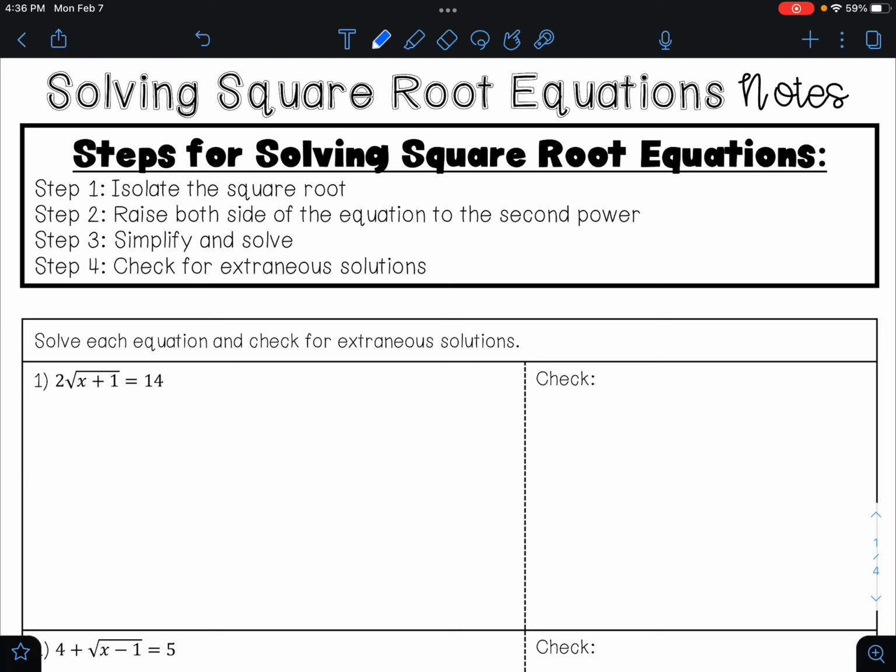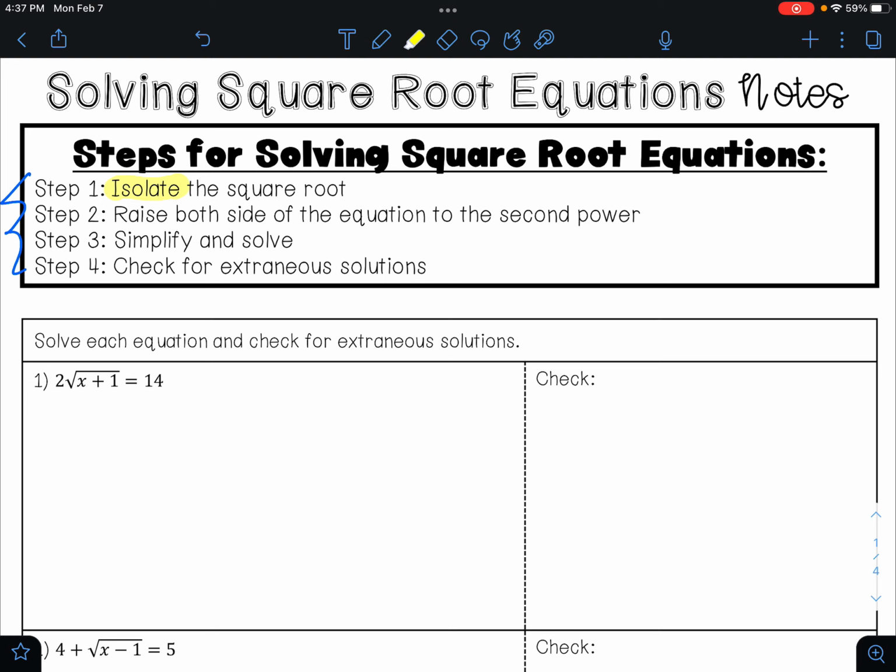In this video, we are going to solve square root equations. You'll notice here at the top of the page, I have listed 4 steps for whenever you are solving square root equations. Step 1 is to isolate the square root. Now, if you have more than one square root, you need to have at least one of those square roots isolated to be able to solve.